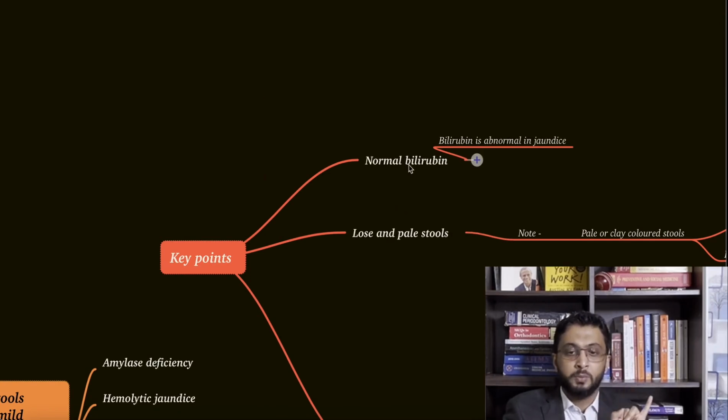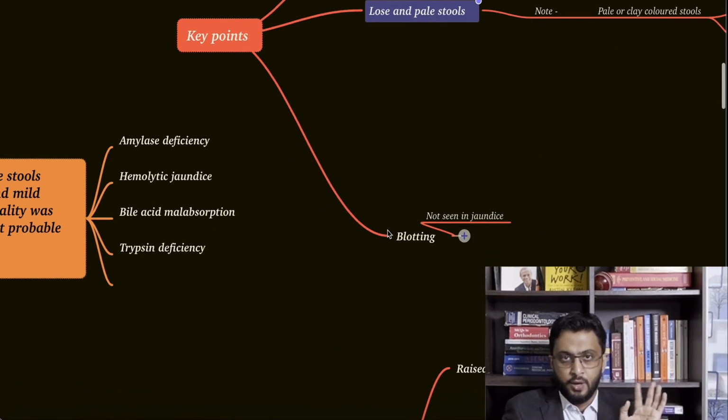If the bilirubin is raised, it's jaundice. If it's normal, it is not jaundice. Then with loose pale stools, this is definitely bile acid malabsorption. If it's jaundice, look for the type of jaundice. That is a different lecture in itself, but I've included it here to give you a better understanding.